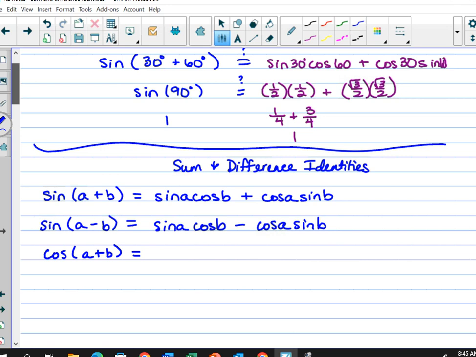All right, cosine, little different order. It's cosine A, cosine B, minus sine A, sine B. So what I'm going to give you is I'll say, like, what's the sine of 105 degrees? It's not on your circles, right? Okay. But you can make that with angles from your circle that you do know.